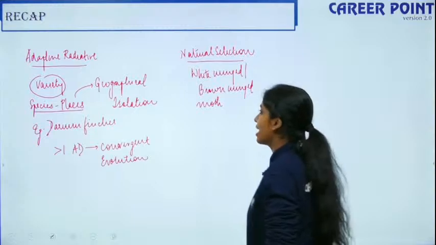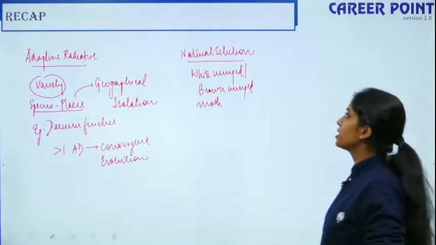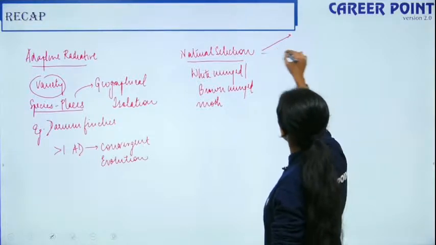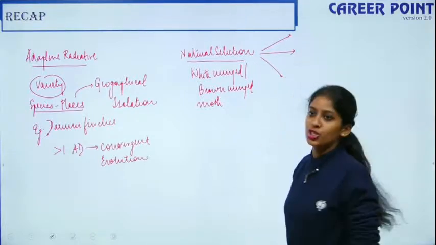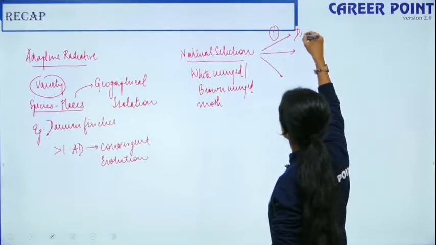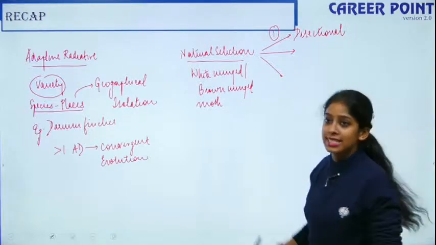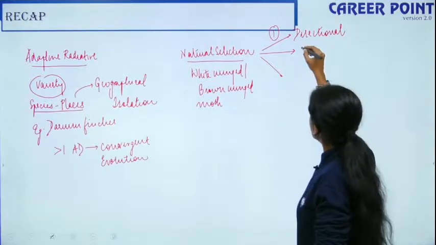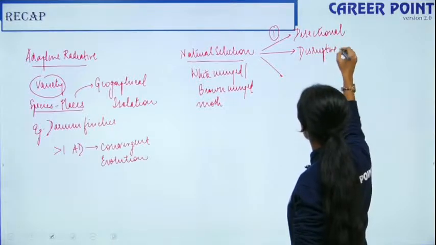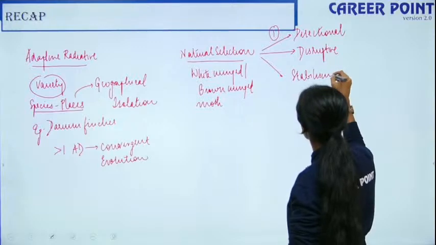So how industrialization led to the survival of each of these. Since we started talking about natural selection, there are 3 types of natural selection. Natural selection can work in 3 ways. Please pay attention. The first way is directional selection. The next one is disruptive selection. And the third one is stabilizing selection.